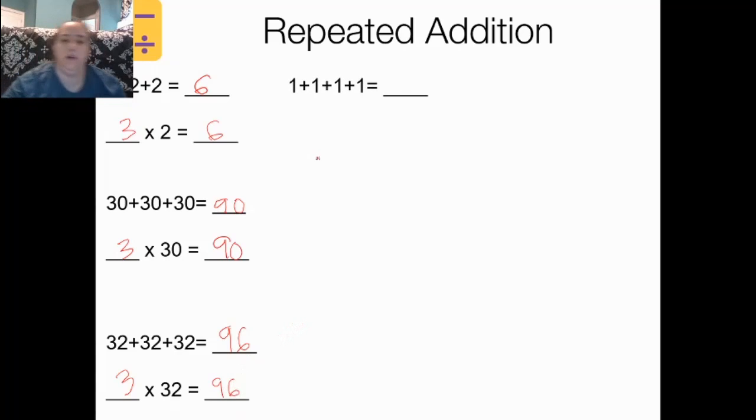Alright, 1 plus 1 plus 1 plus 1 equals 4. So how many times do we have 1? 1, 2, 3, 4. 4 times. 4 times 1 equals 4.